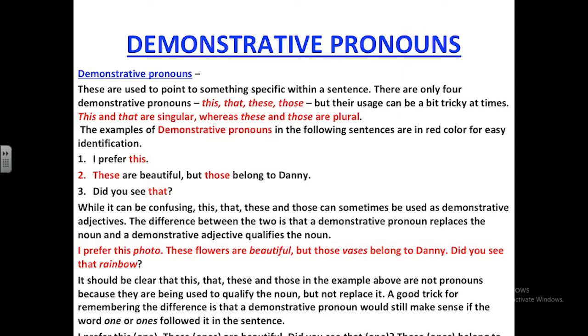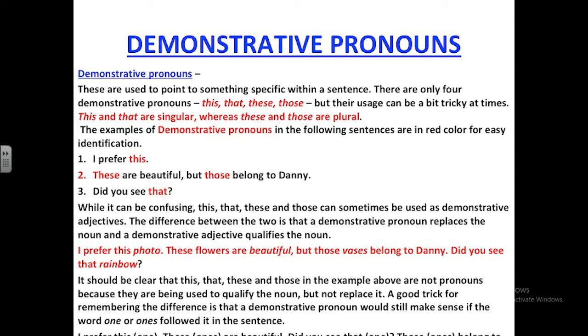I prefer this photo. These flowers are beautiful, but those vases belong to Danny. Did you see that rainbow? It should be noted that this, these, and those in these examples are not pronouns because they are being used to qualify the noun.